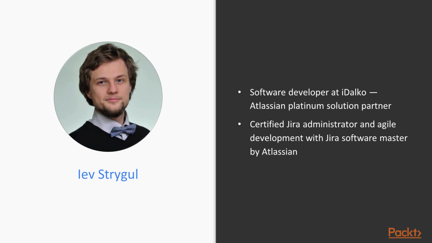My name is Strygul. I'm a software developer working in Telco, which is an Atlassian Platinum solution partner that creates different cool tools for agile teams. I'm also certified by Atlassian in JIRA administration and agile development with JIRA software.